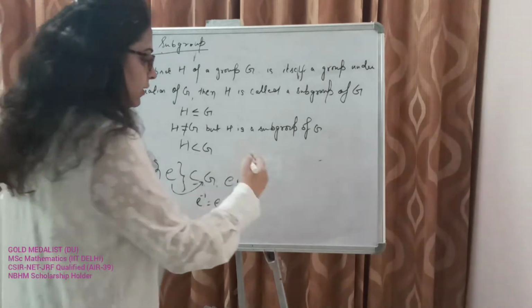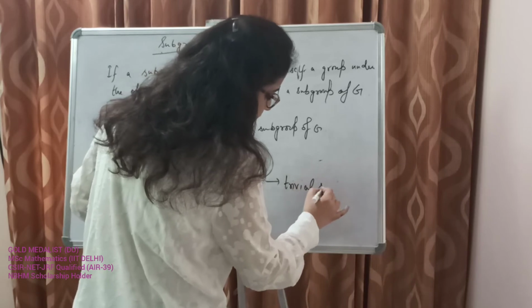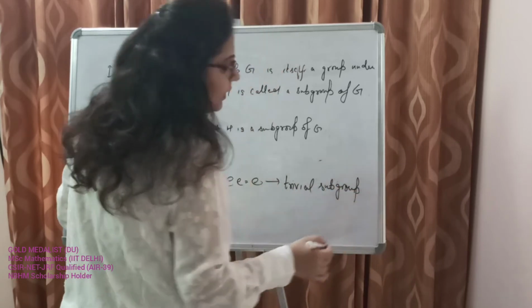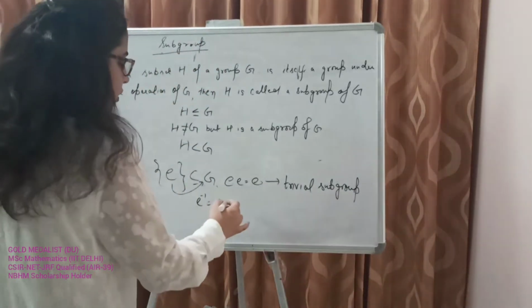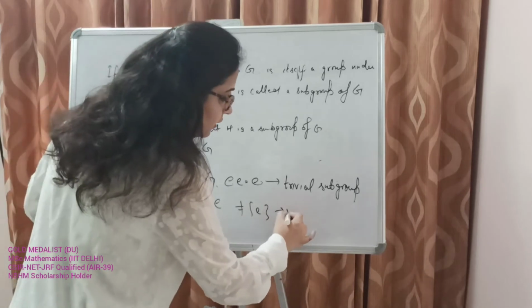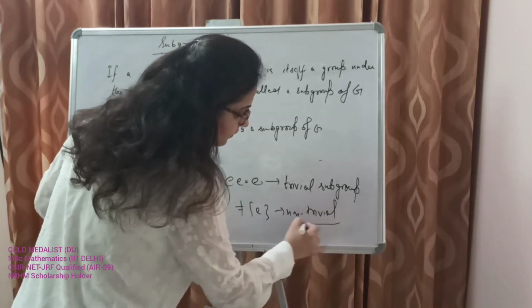And this is called the trivial subgroup of G. And any other subgroup which is not equal to this will be non-trivial. Okay?